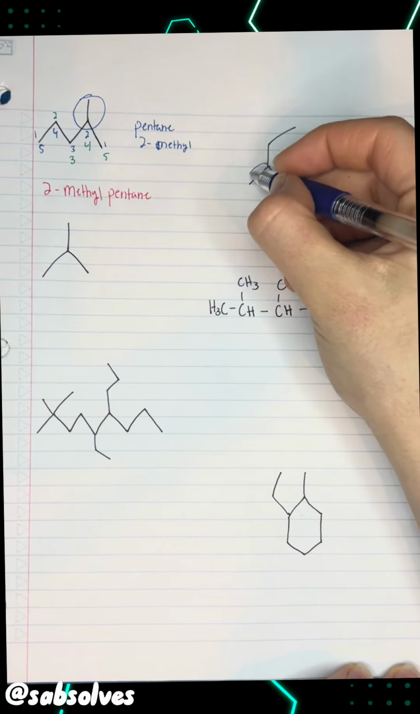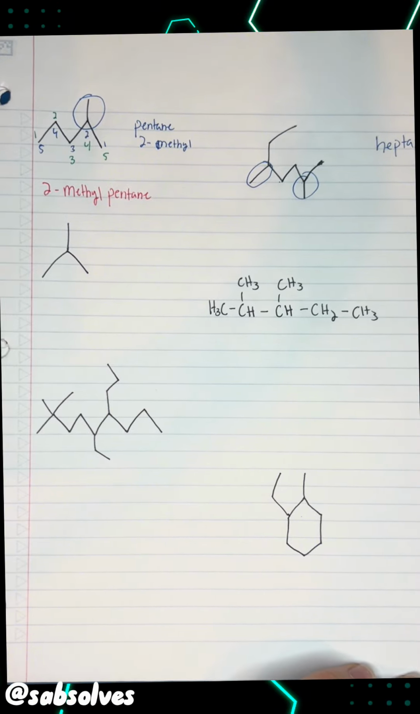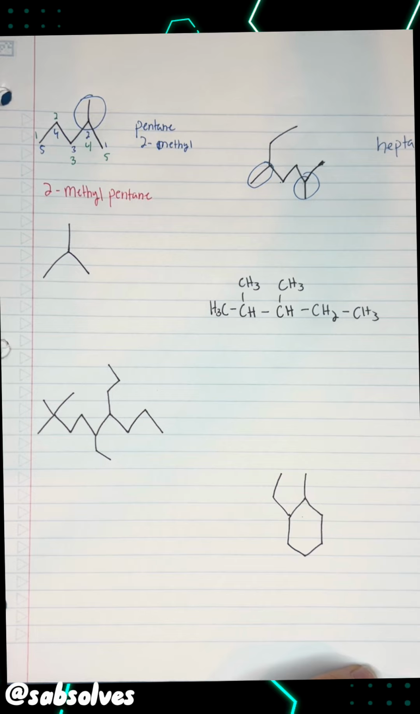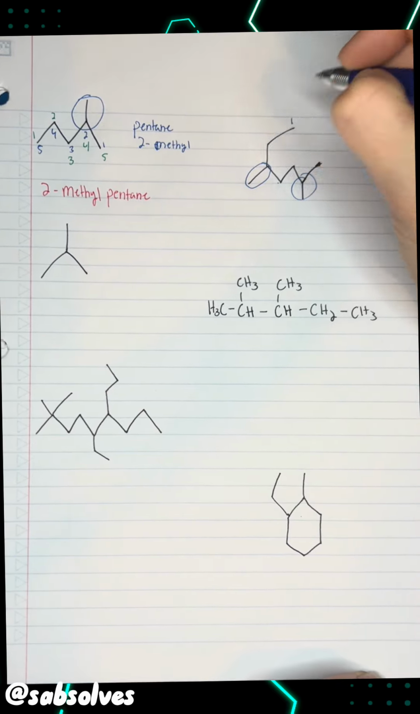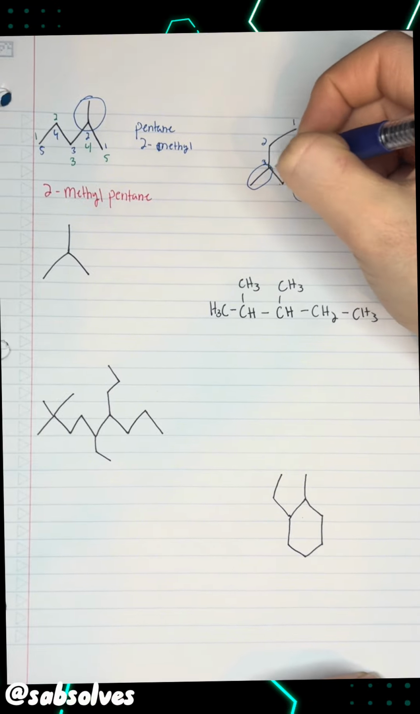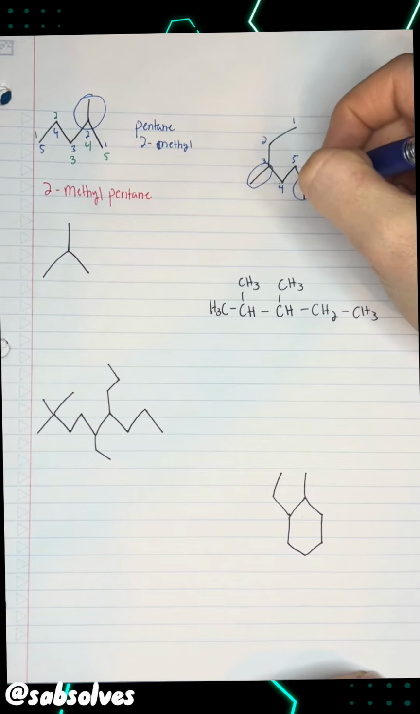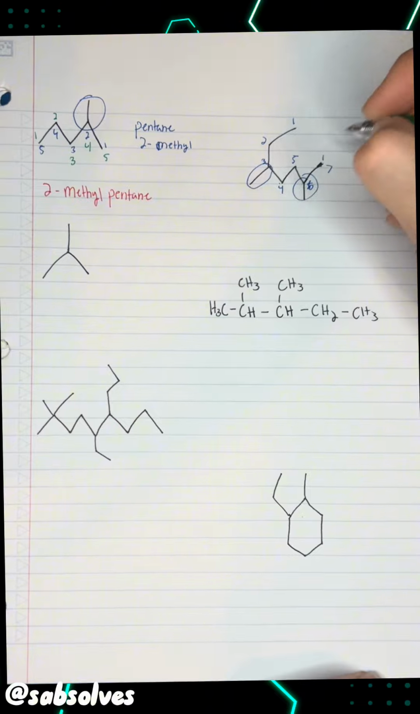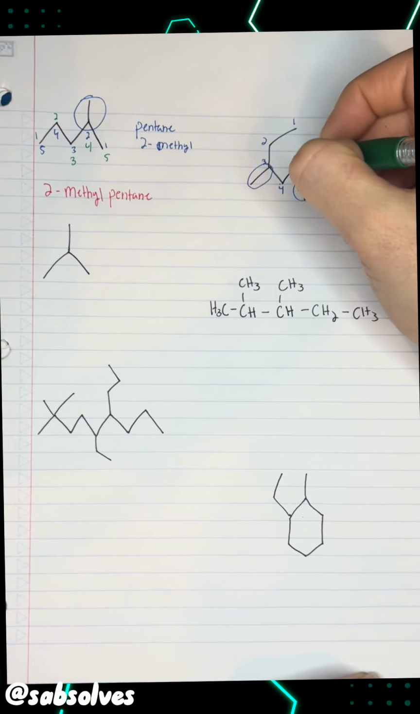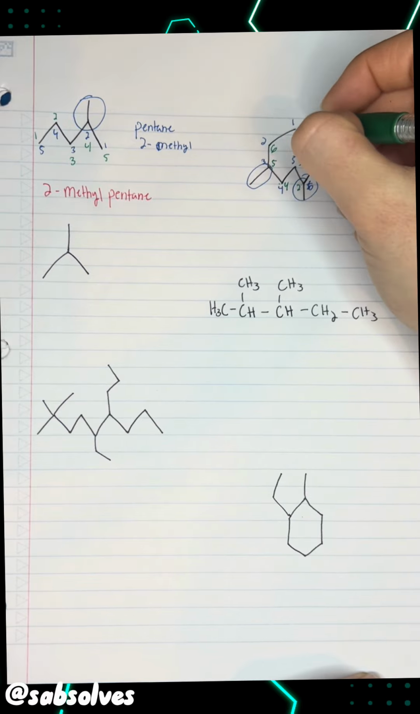I see this, and I see this. Those are 2 methyls on our carbon chain. So I'm going to list out where they are. First, I need to number this thing. So if I go, let's try this. If I go 1, 2, 3, 4, 5, 6, 7. Okay. What if I went the other way? If I go 1, 2, 3, 4, 5, 6, 7.